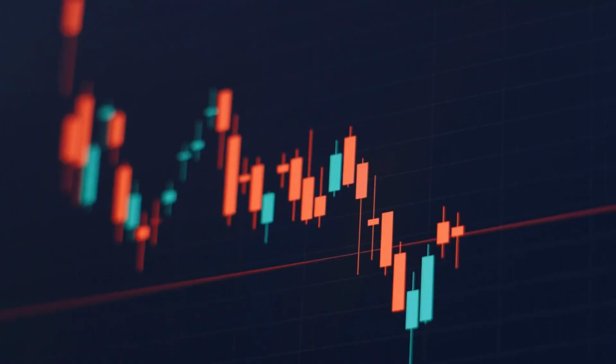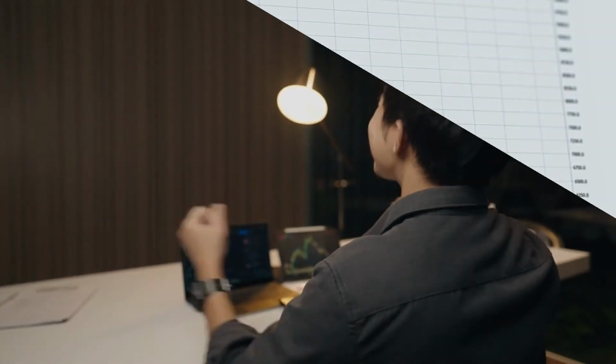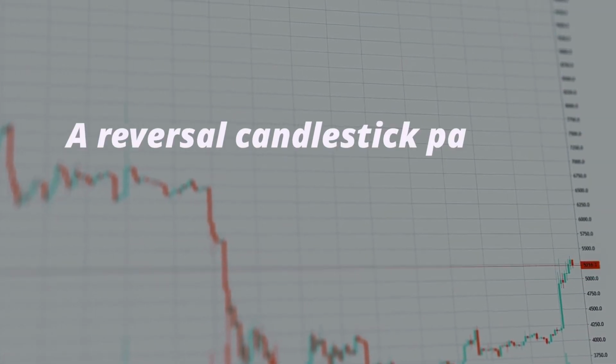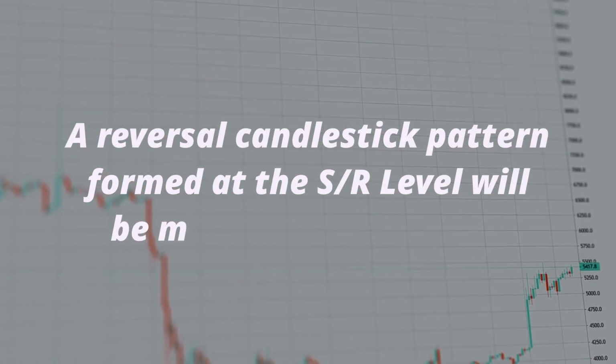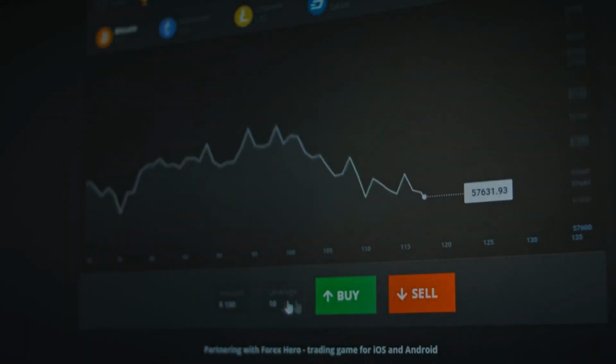Confirmation. Support and resistance levels gain strength when they coincide with other technical indicators or patterns. These confirmations can enhance the probability of a successful trade. For example, a reversal candlestick pattern formed at a support or resistance level will be much more effective than if it was formed somewhere else.